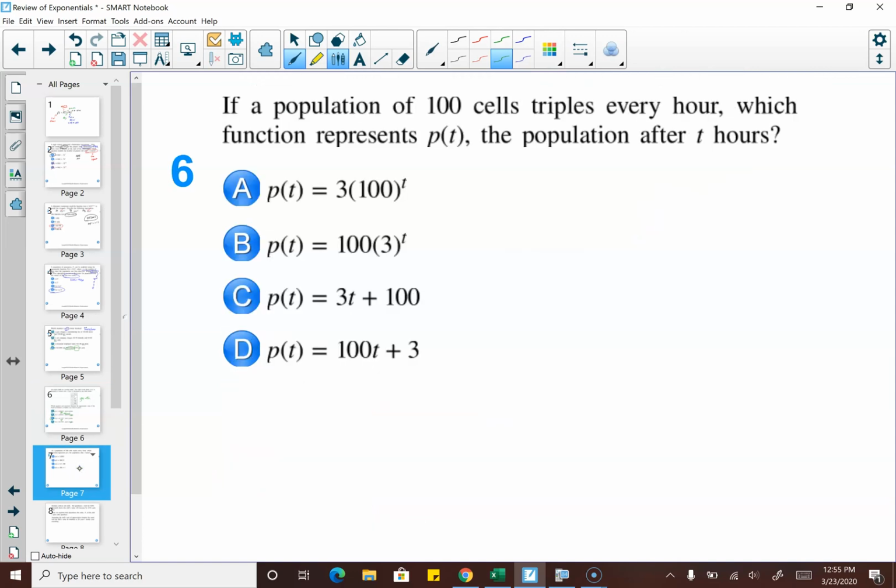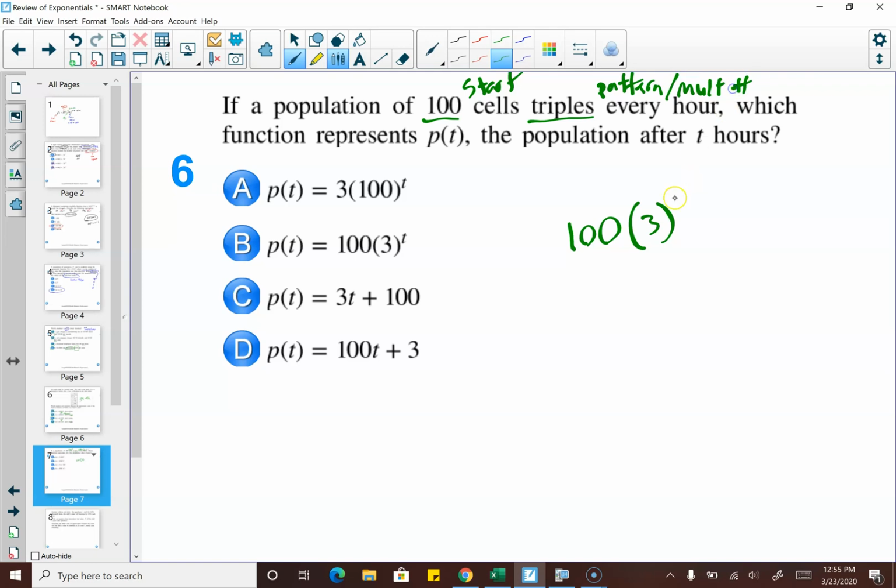And number 6, the population of 100 cells triples every hour. So which function represents this? Remember, this 100 right here is our starting value. And then if it's tripling, that's what's going to go in our parentheses for our pattern. So 100 right there is the start. Triples is our pattern or our multiplying number. And obviously t is our exponent. So which answer choice matches with that one? B.